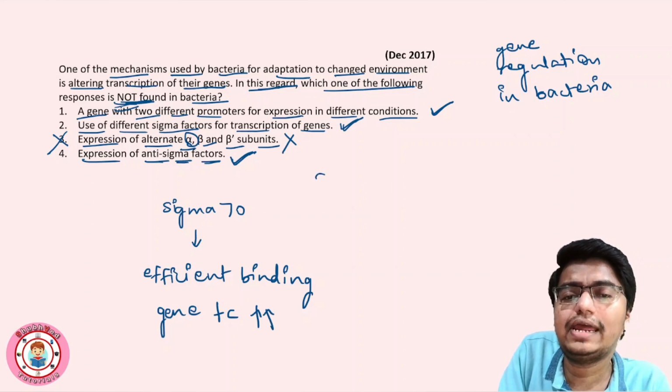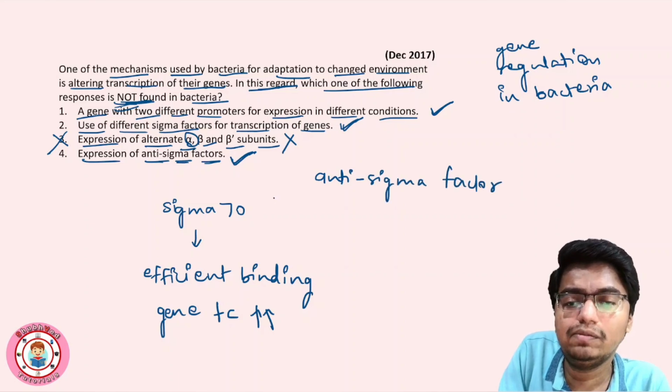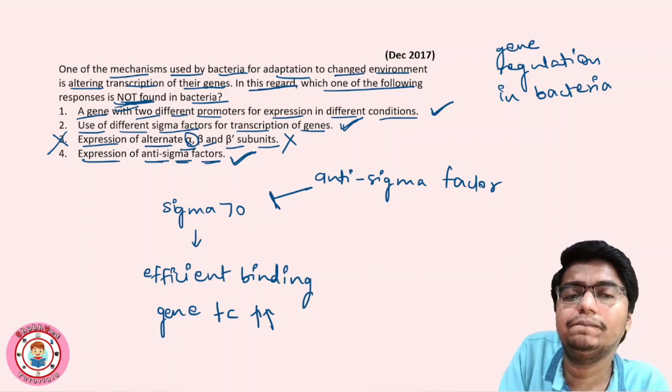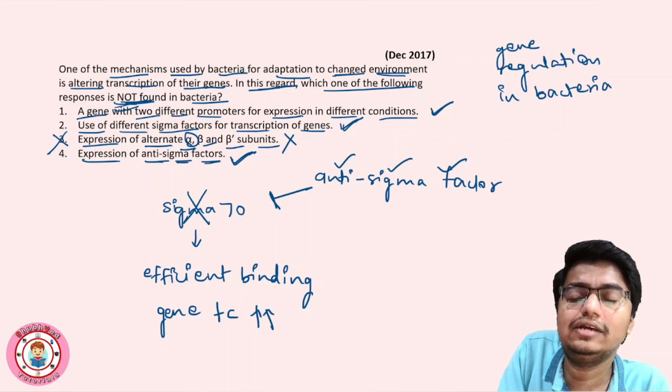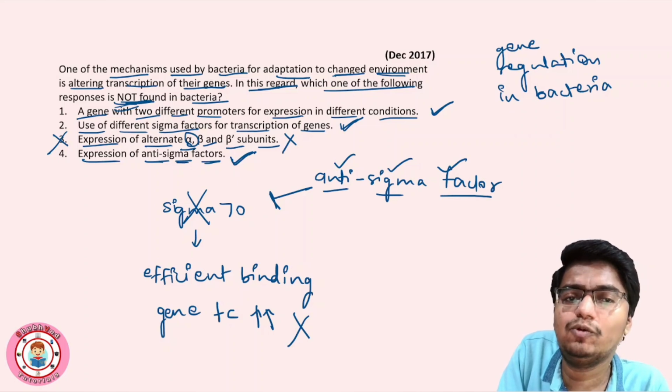But if there is an anti-sigma factor, this will block this. Okay, मतलब ऐसी condition है, said in the question, environment changes suddenly. So this anti-sigma factor can block this sigma. Okay, sigma को block कर सकता है, and then there will be no gene regulation or transcription नहीं होगा when the anti-sigma factor is expressed. So this is possible, right?